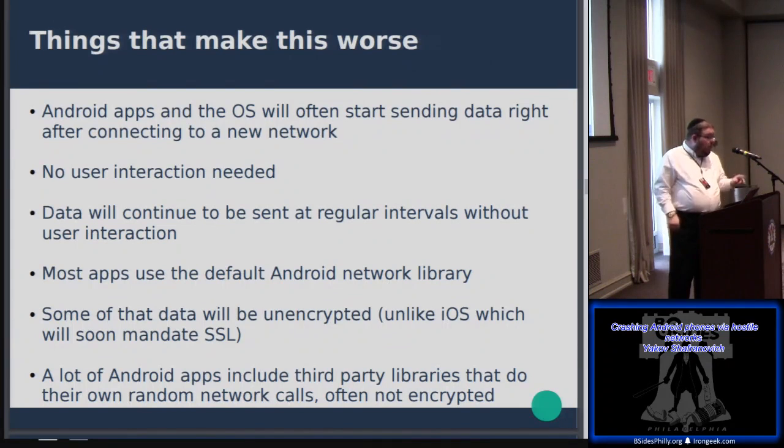Here are things that make it really bad. Your phones, if you have Android, are right now sending data, and you don't know what it's sending it to. Why does that happen? Android apps and the OS will send data all the time. The example I'm going to give later of an exploit is that Android OS sends data as soon as you connect to the network. Other apps do that as well. There's no user interaction, and it will continue sending the data on its own. Most apps will use the default Android library.